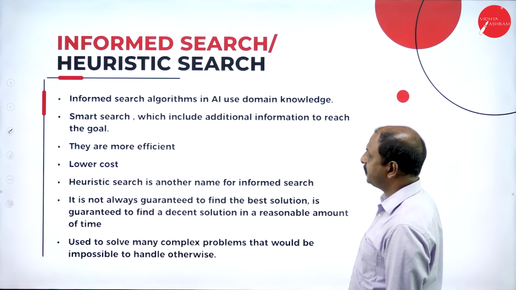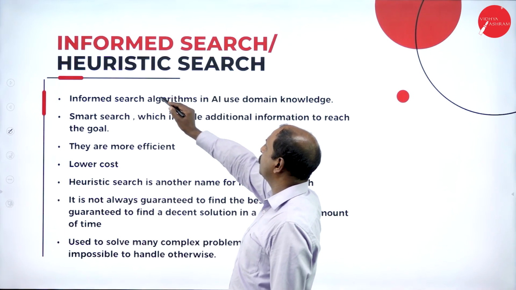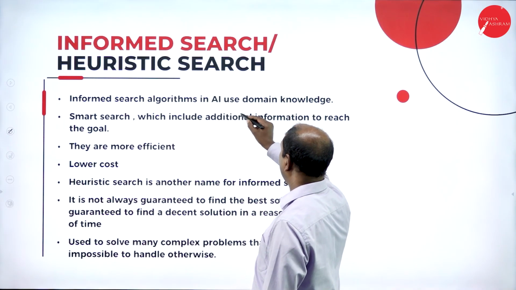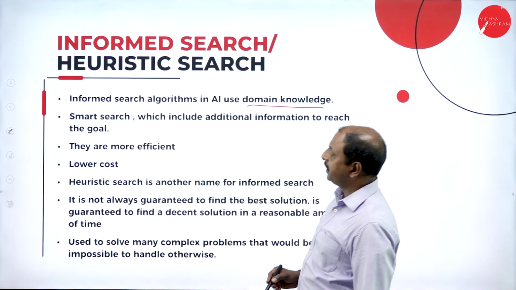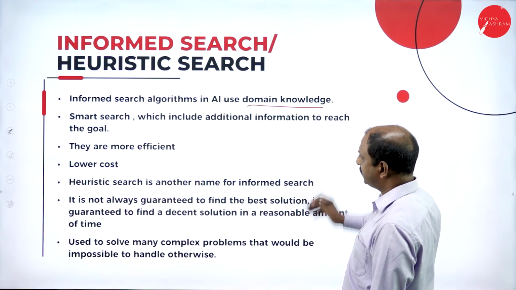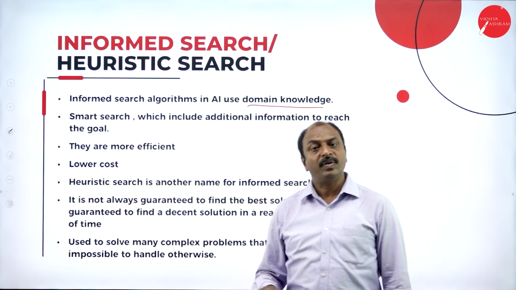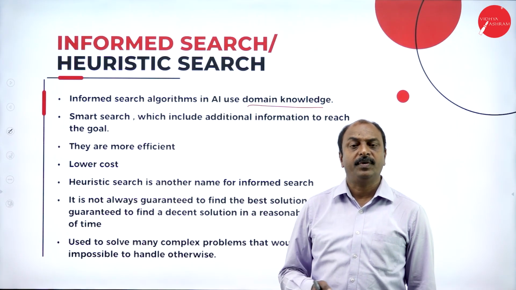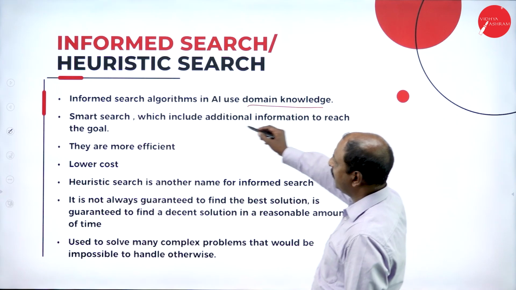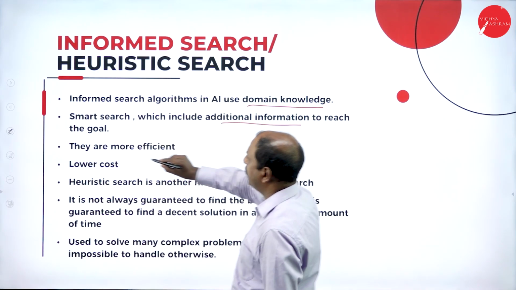In the next slide, we will see the definitions of informed search or heuristic search. Now here, informed search algorithms in AI use domain knowledge. See, this point was missing in the previous uninformed search. Domain knowledge means it will have the location and the goal and additional information which may be required during the algorithm or during the searching operation. So it is a smart search which includes additional information to reach the goal.